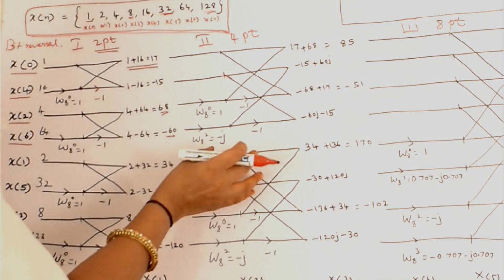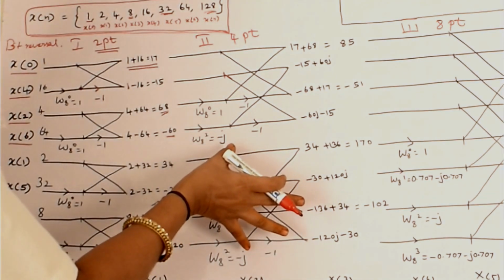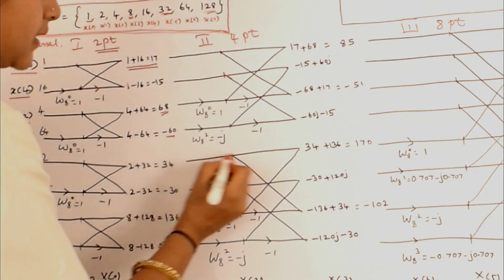The next part is the second 4-point DFT. Consider 34.